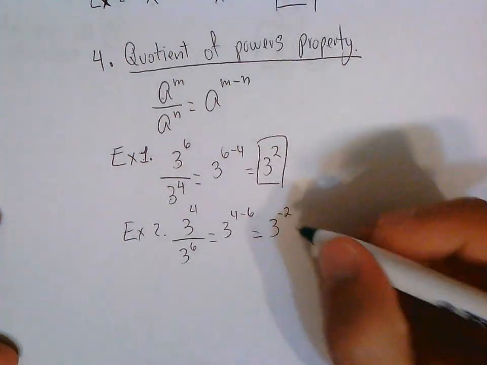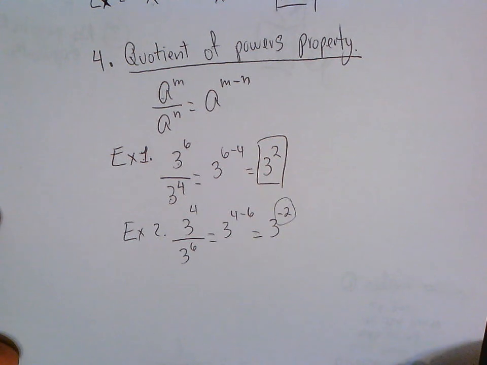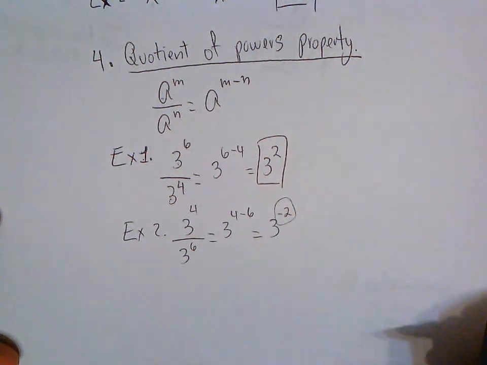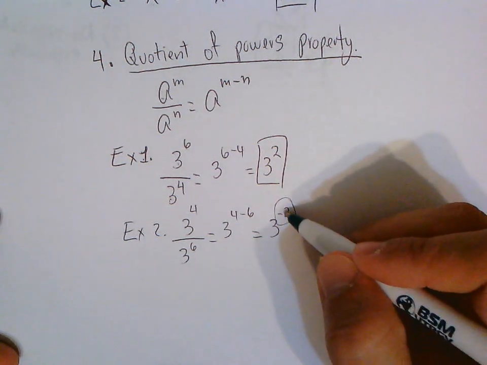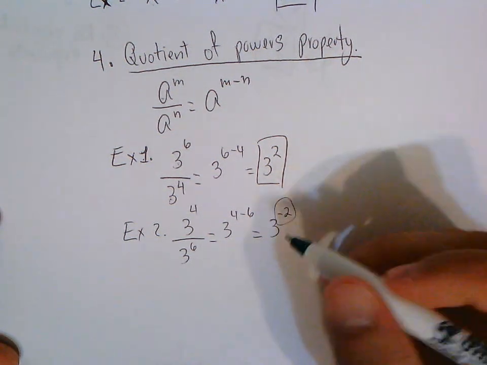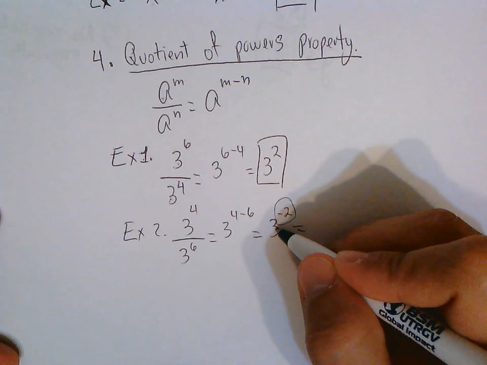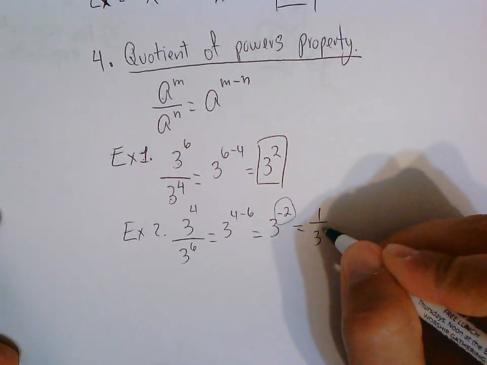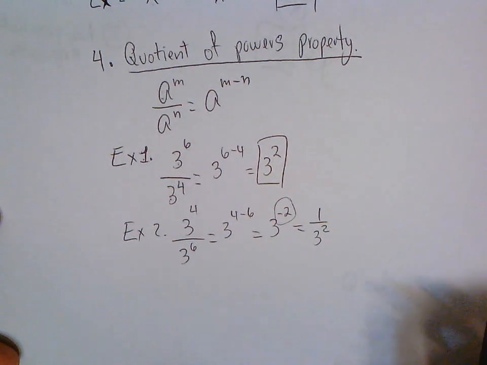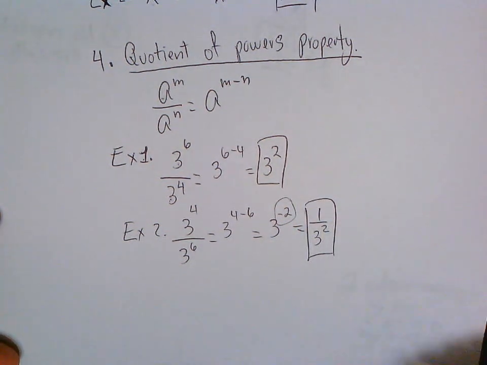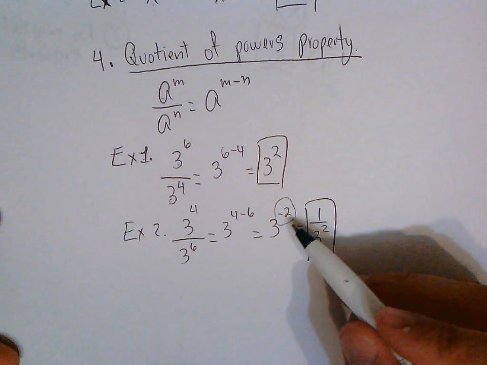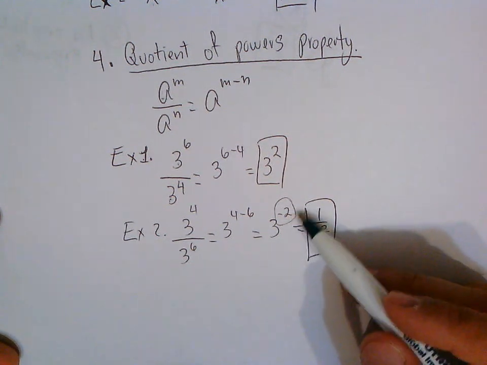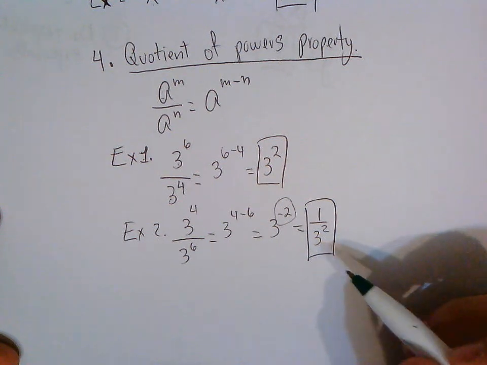But wait a second, I cannot have negative powers. I can't have this. This is an incomplete answer. In order to make this power positive, I will need to take the reciprocal of 3 to the power of 2, which is just 1 over 3 to the power of 2. And this will finalize my answer. Make sure that you don't leave your answers with negative exponents. I explained this in one of my previous videos.